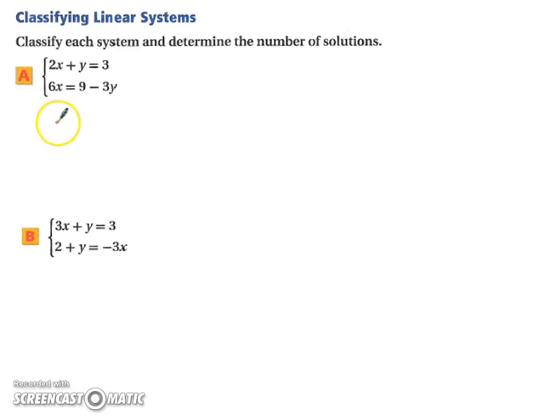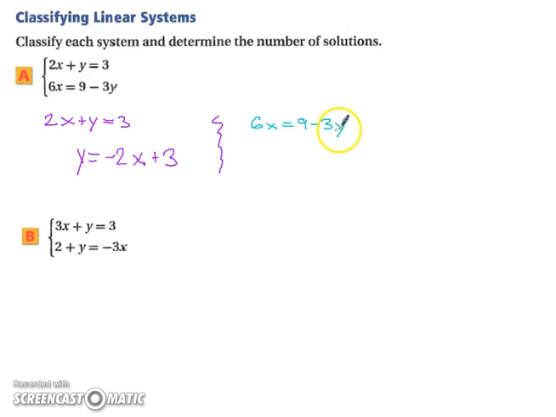Alright, so let's start by getting y by itself. We have 2x plus y equals 3, so y equals negative 2x plus 3. And then we have the other one, which is 6x equals 9 minus 3y. We want to get y by itself, so let's start by subtracting 9. So we have 6x minus 9 equals negative 3y. And then we can divide everything by negative 3, leaving us with negative 2x plus 3 equals y.